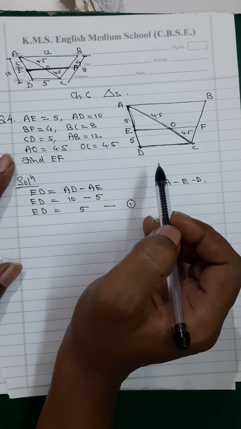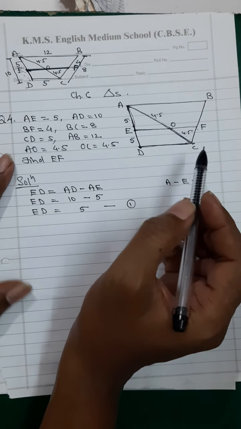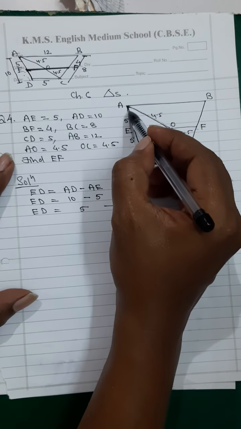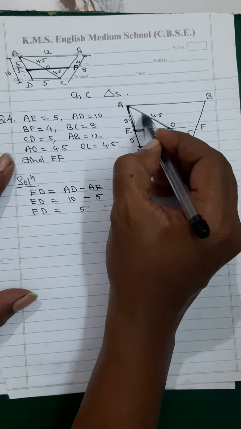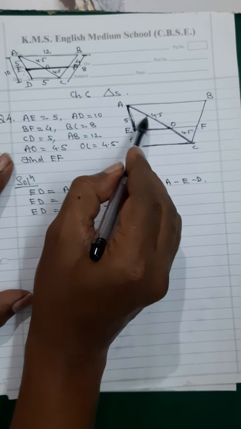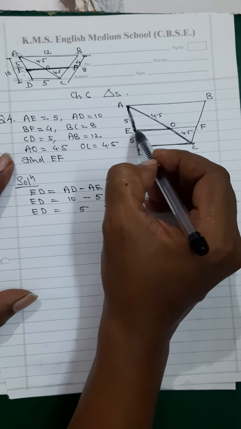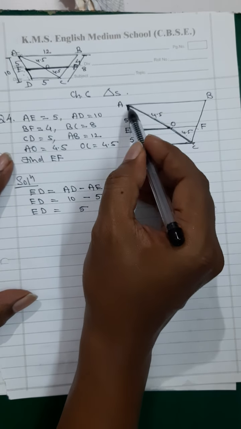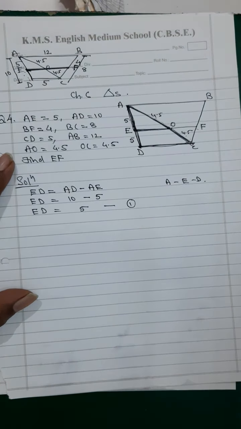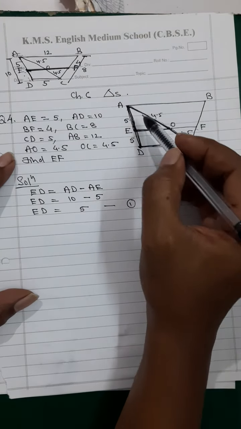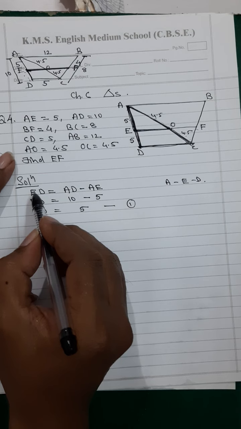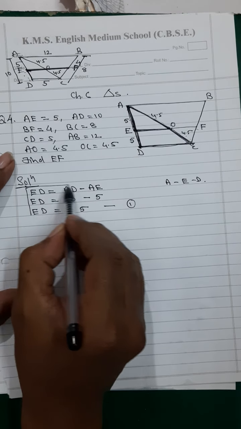I'm trying to do it in a shorter method. Actually speaking, I think we are going in the longer method. See, basically I can prove these two triangles AEO and triangle ADC are similar. Try to understand. For that, what will I require? AE upon AD I will require. So this is basically not needed. I'm sorry for this.